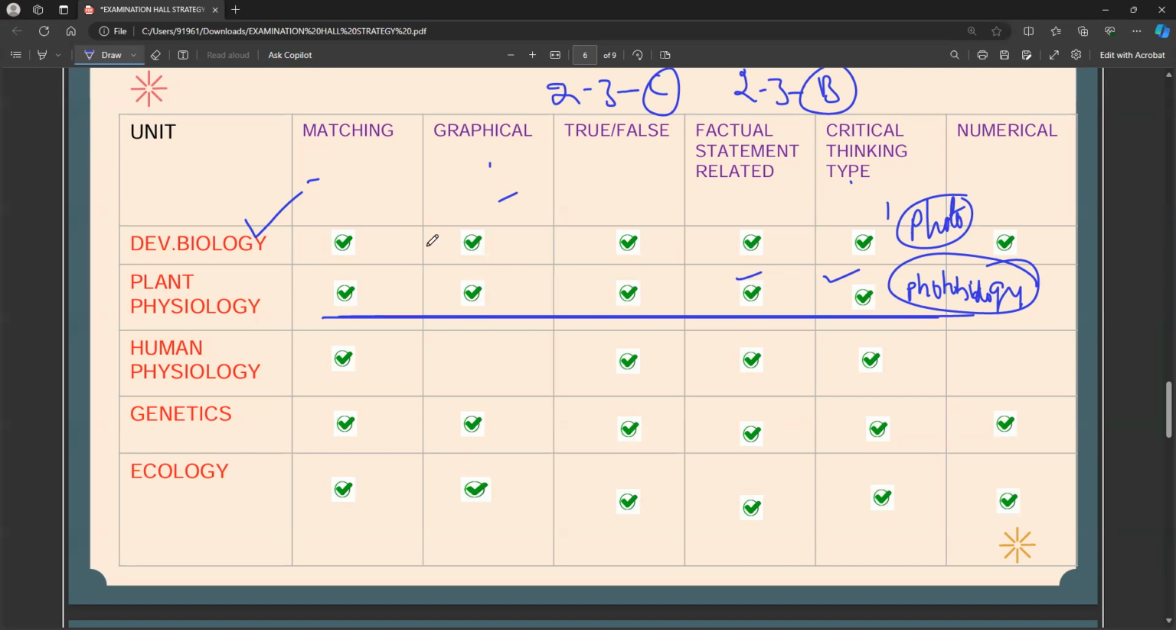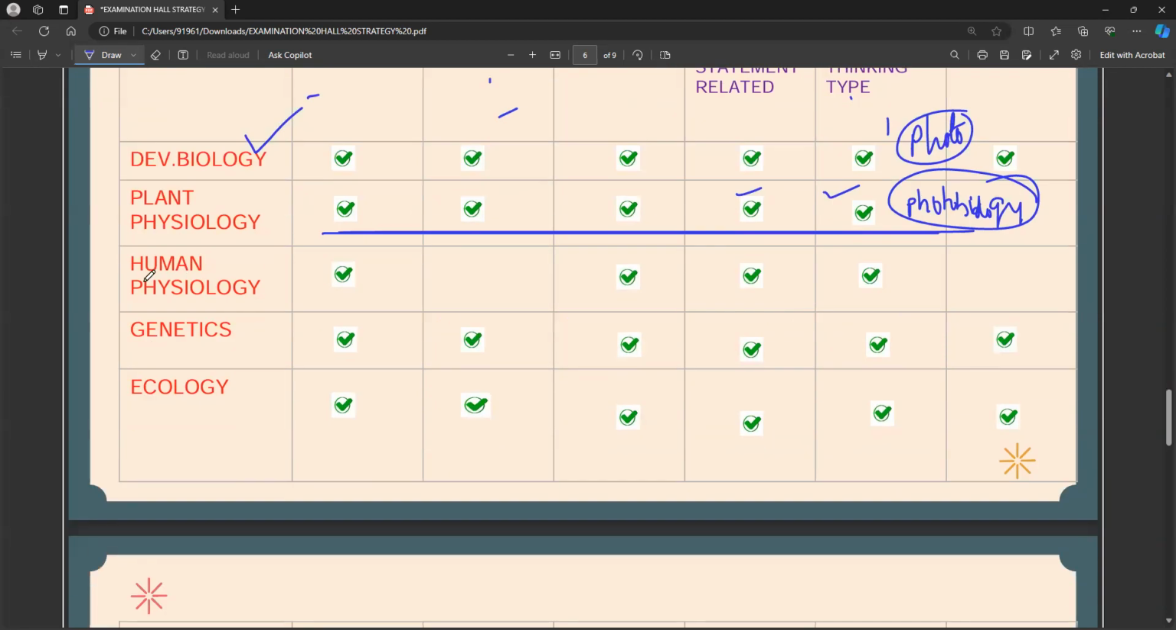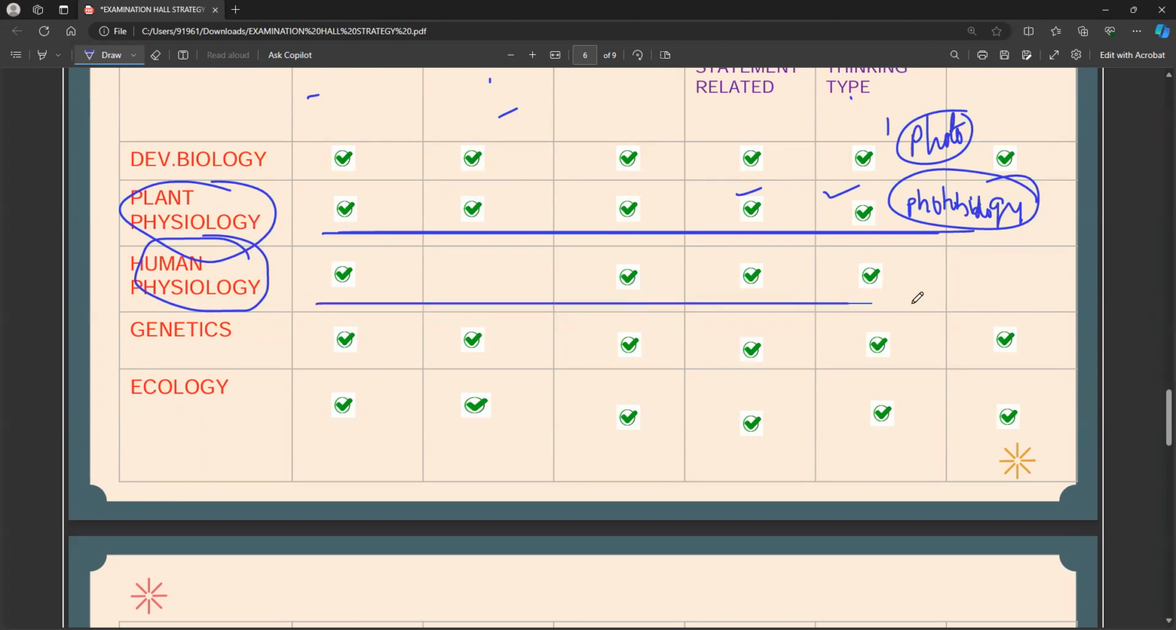For that, you require great patience. Human physiology is one of the good units for zoology students. I really encourage zoology students, because botany students are very good in plant physiology and zoology students are very good in human physiology. So even if you answer 1 or 2 questions fewer in plant physiology, I encourage you to make up those questions in human physiology.